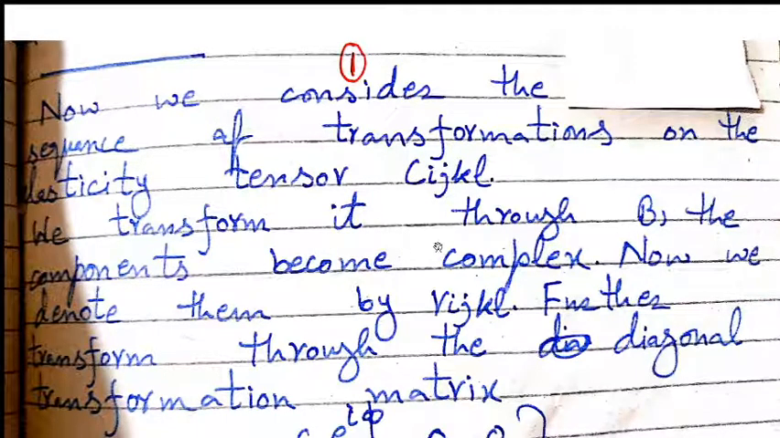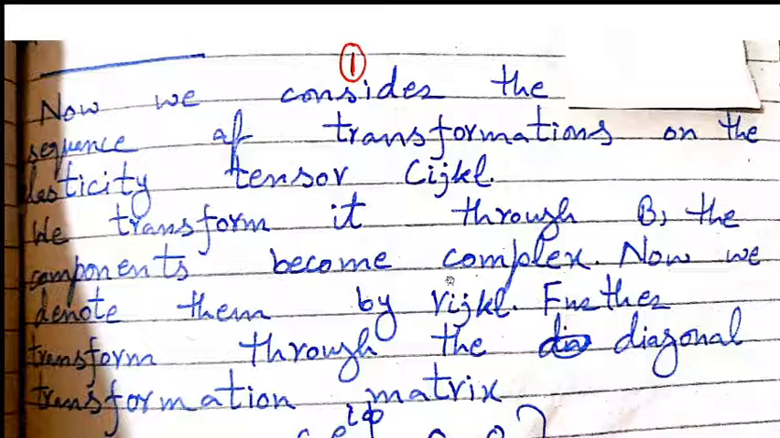Now we will start by applying the matrix B. When you apply the matrix B on your elasticity tensor C, you will have complex components. Why are they complex? Because the entries in matrix B are complex. That is why your components become complex.